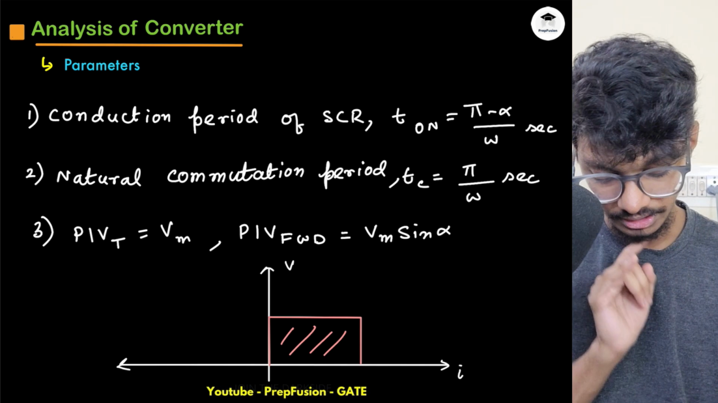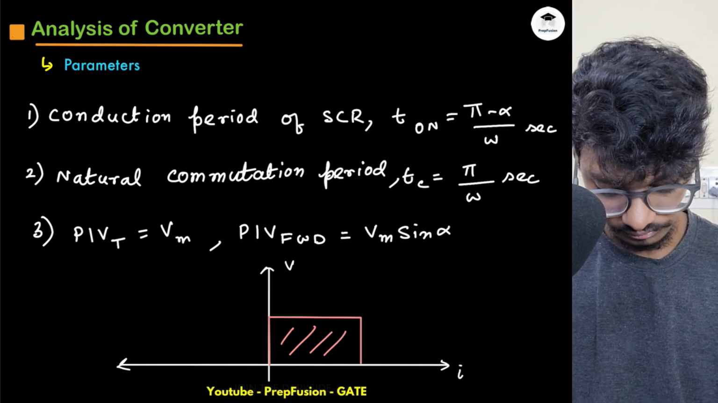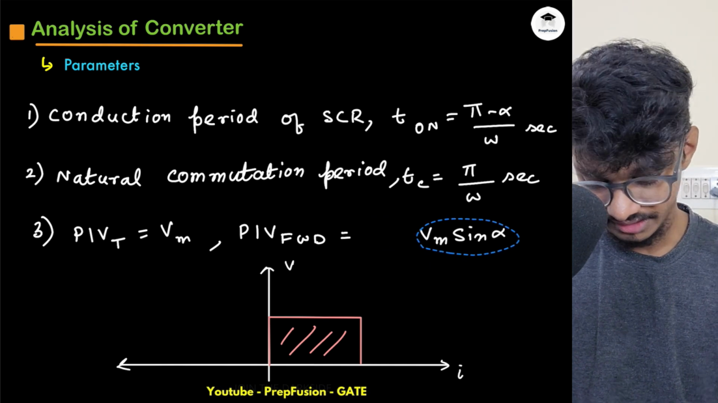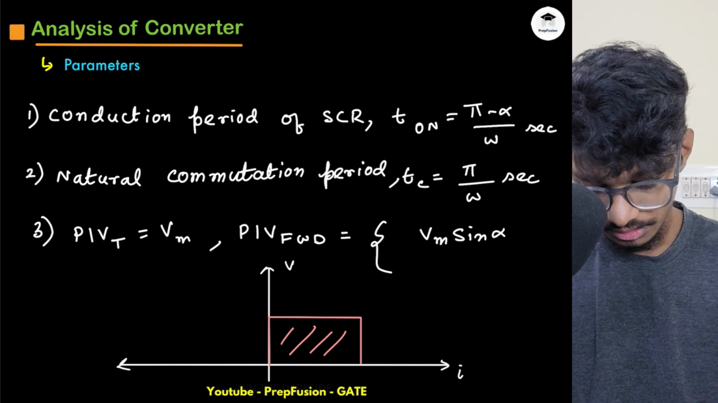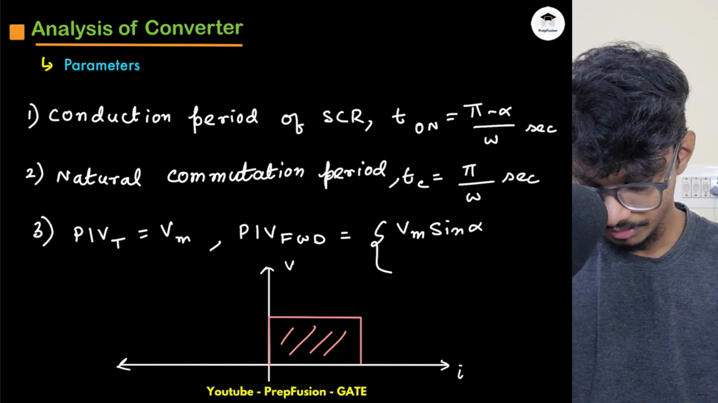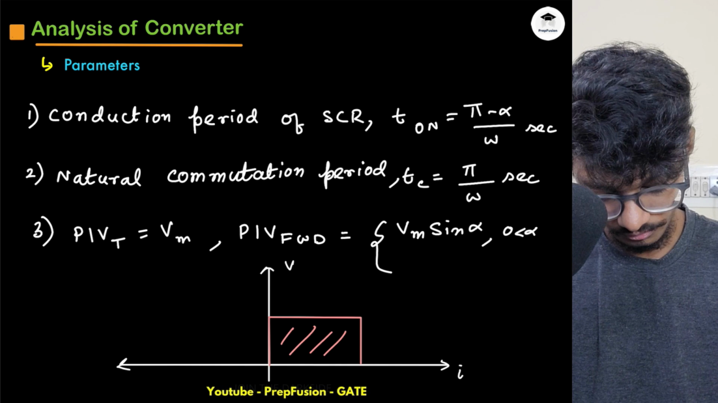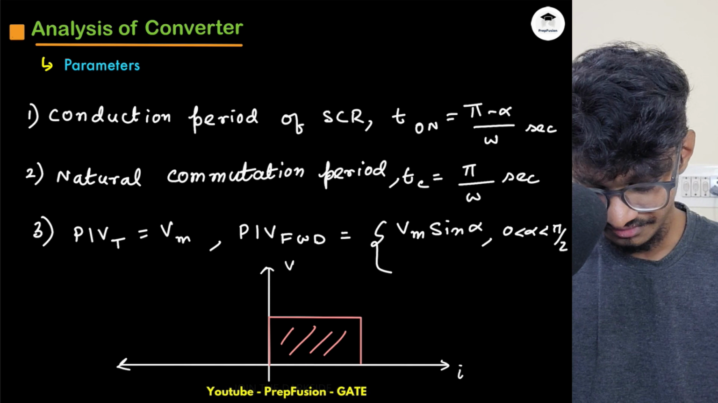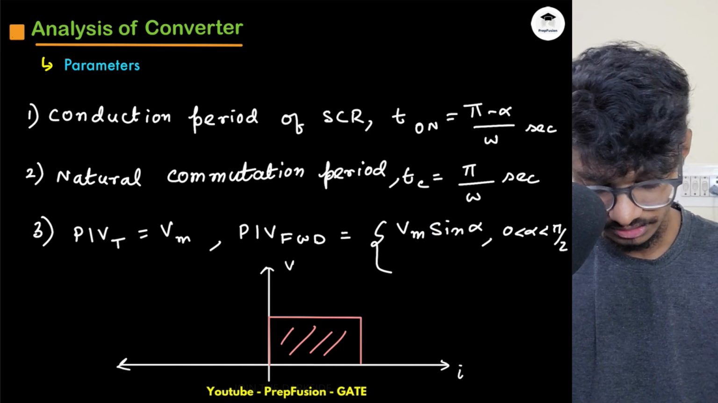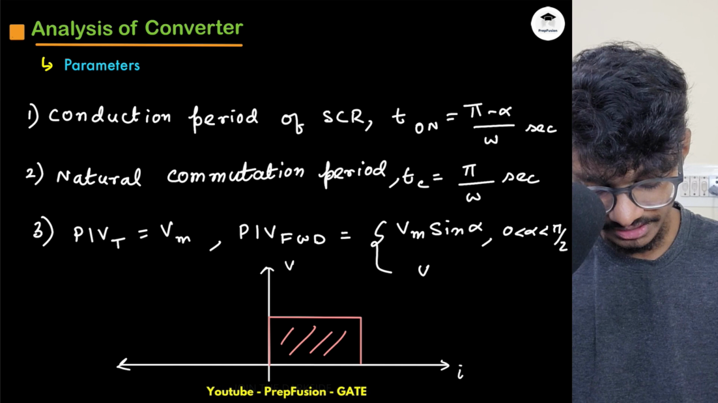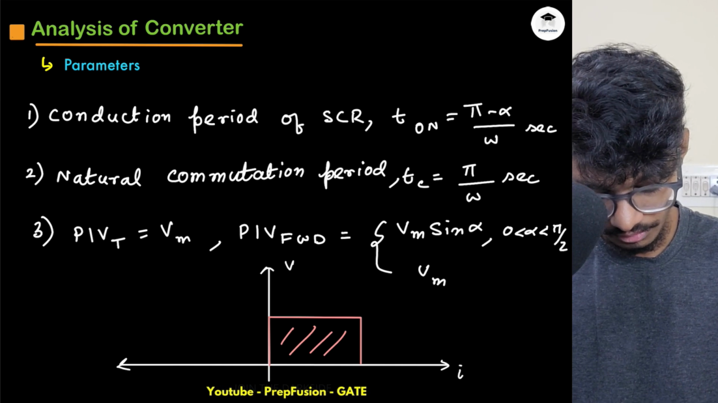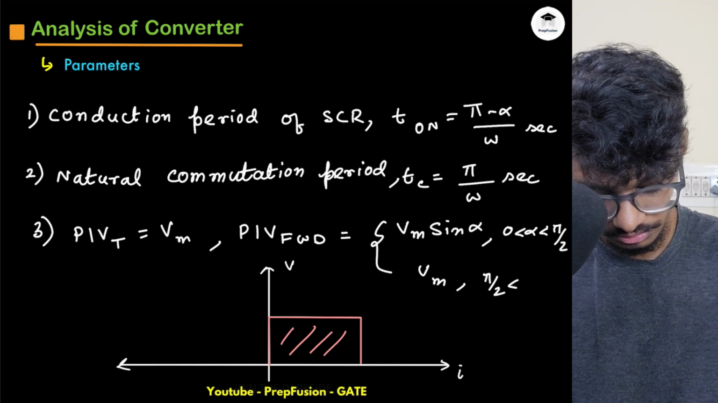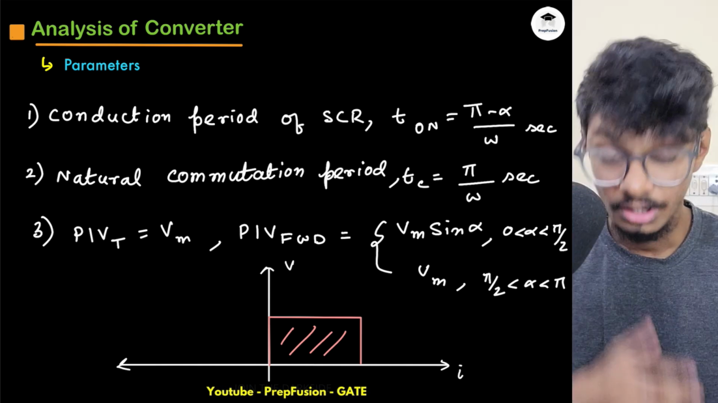So the freewheeling diode, right? These are also two cases. If my alpha is between 0 to pi by 2, this will be the value. I will explain just in a bit. And if my alpha is between pi by 2 to pi, this will be the value. Let's go to the graphs now.